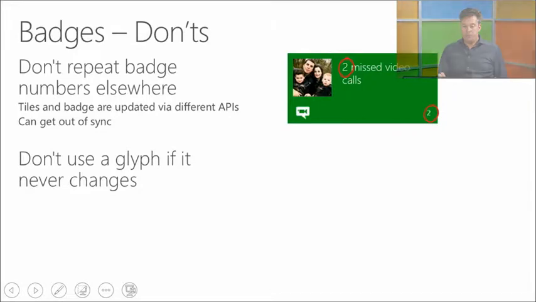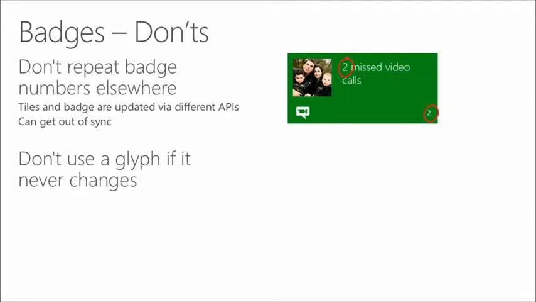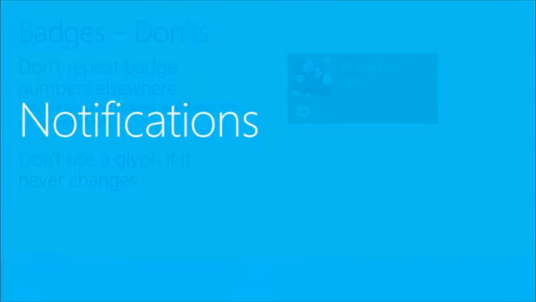Another thing that you shouldn't do with badges is have a badge there and also have the information in the tile. So in this case, there are 2 missed video calls, and there's also a badge saying 2. Again, that is too much double information. Either use the badge, or use it in the text. And don't use a glyph if it never changes. So don't use a glyph just because you can, but really make it a live experience for the user.